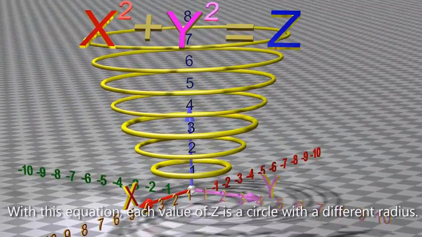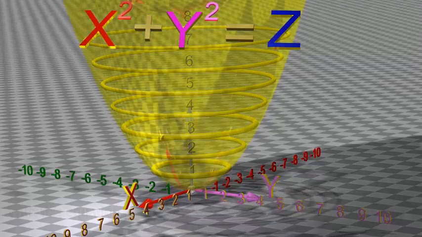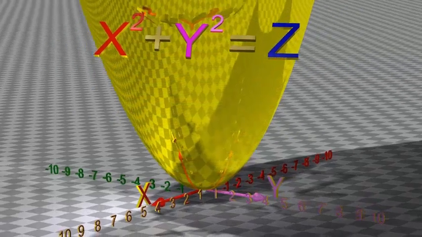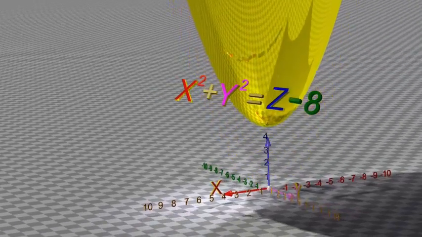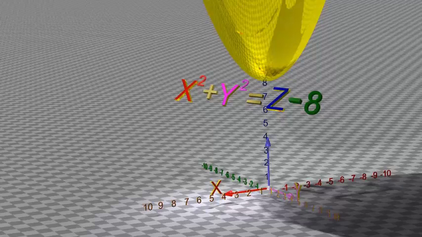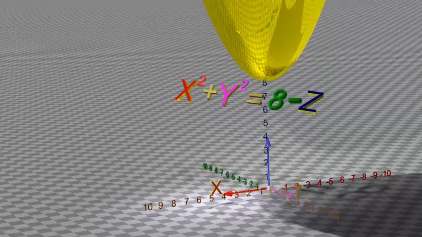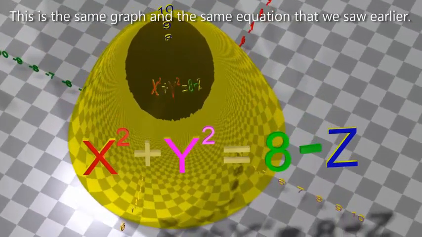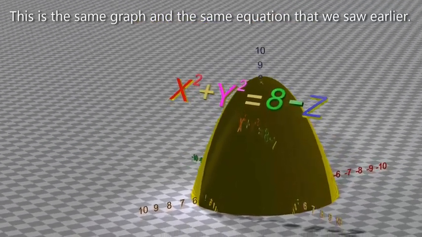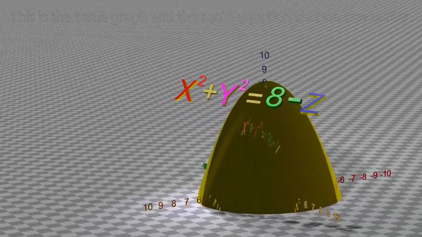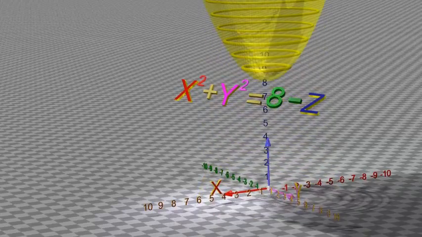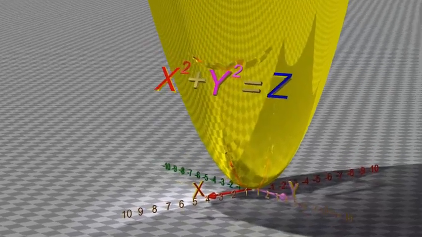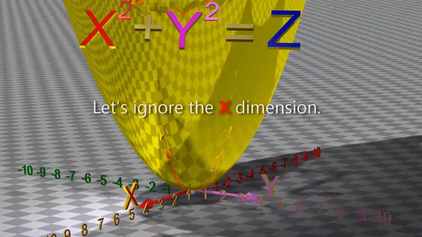With this equation, each value of z is a circle with a different radius. This is the same graph and the same equation that we saw earlier. Let's ignore the x dimension.